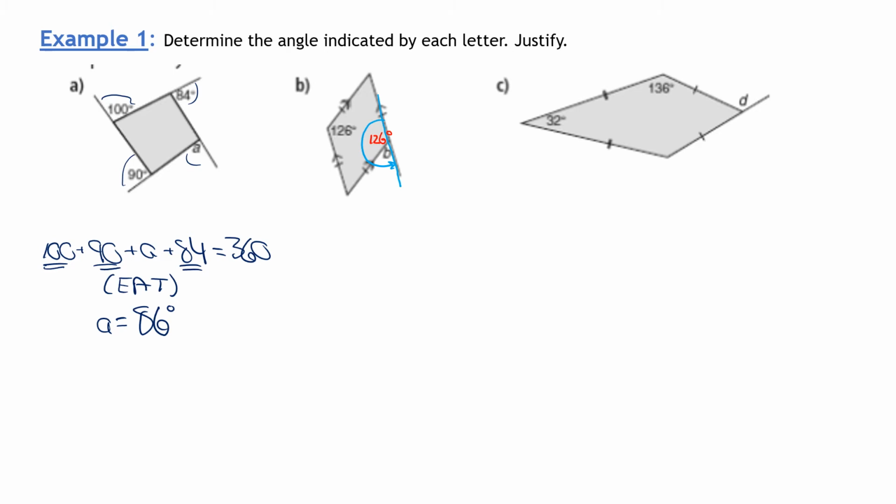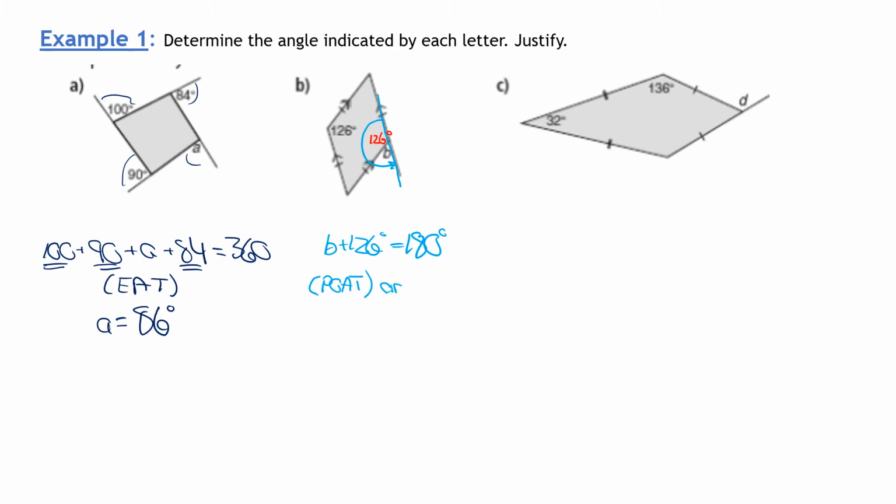So I'm going to write B plus 126 equals 180. I don't need the degree symbols there. And I have two reasons for that. My first reason that I used was my opposite angles in a parallelogram thing. You don't have to memorize the acronym, but you would have to write down something like, this is a parallelogram and the angles are opposite. But I'm going to put P-O-A-T because that's faster.